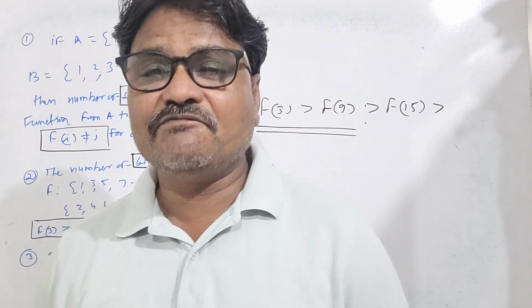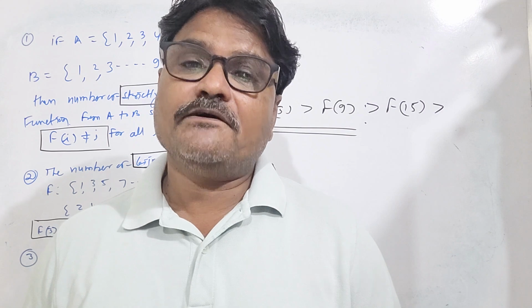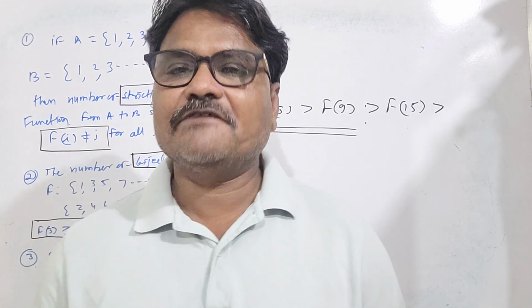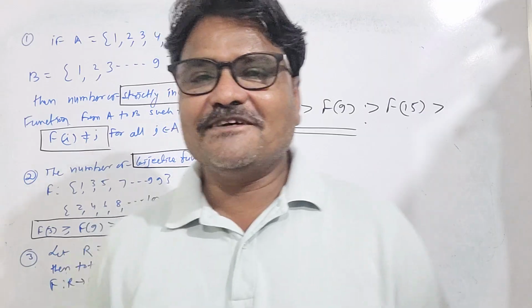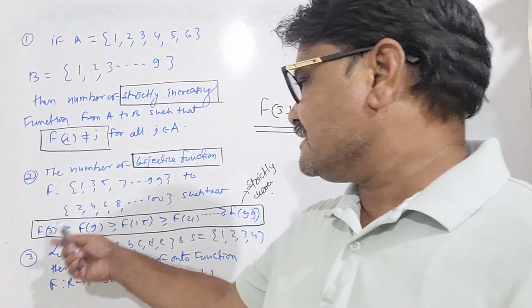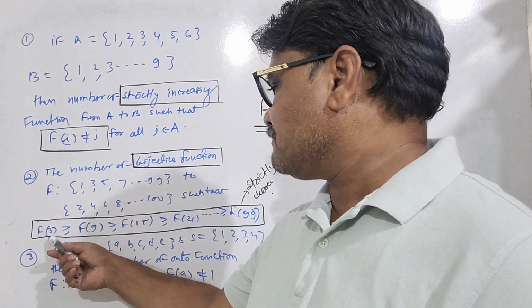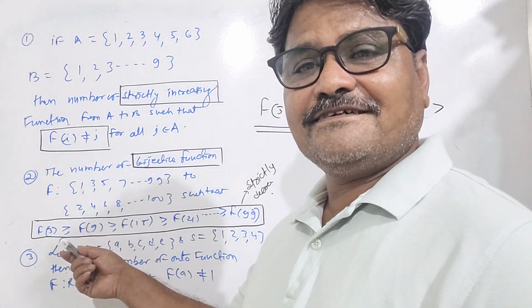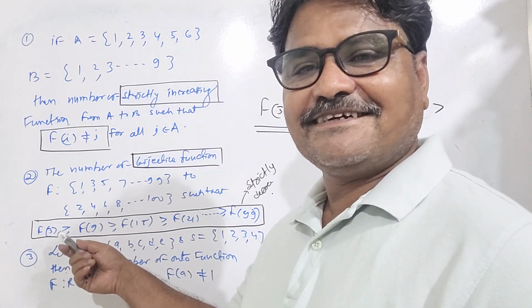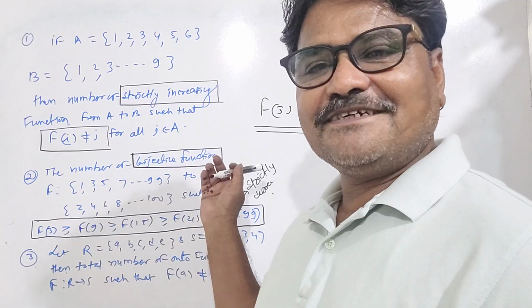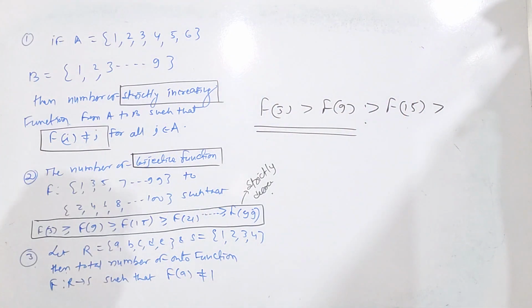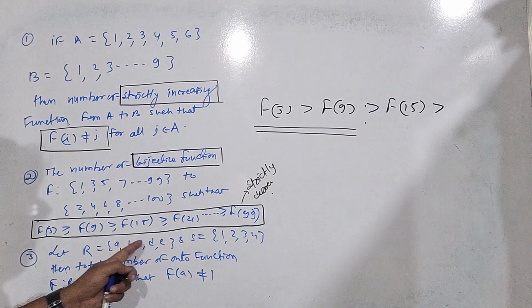Therefore, to find the number of bijective functions, we need to just find out the total number of 1-1 functions. And the 1-1 function we can find out because it is a bijective function. Therefore, this is f(3) only greater than f(9), not equal to. Correct? And 1-1 function, so therefore it is a strictly decreasing function. Got it? Okay.